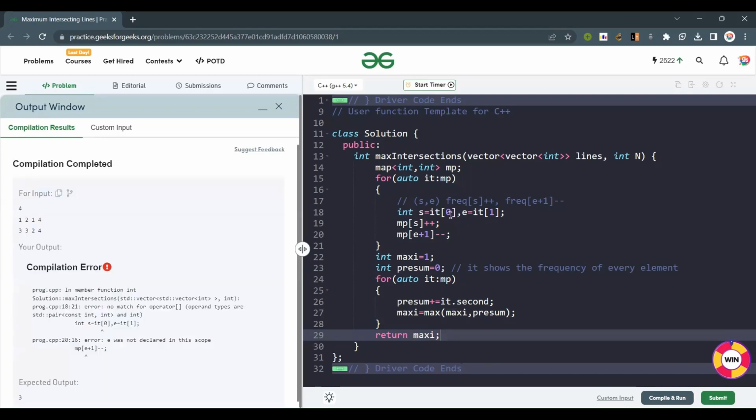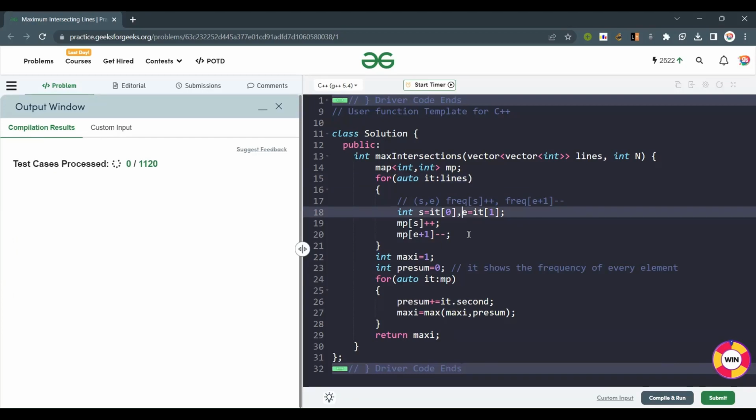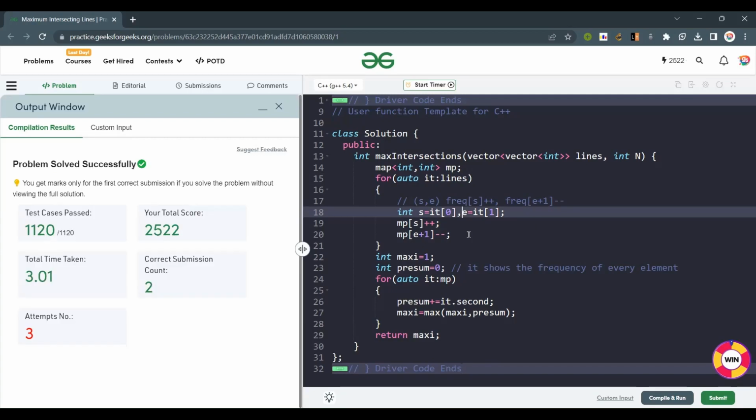So what have I done wrong? Or auto it comma mp, basically no. I have to traverse the lines array, because the lines array has two parameters, starting point and ending point. I was traversing the map. Okay, let's try to compile the code again. Yes, so let's submit the code and check whether it's working fine. So yes, it's totally working fine.